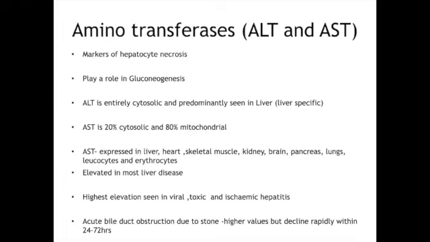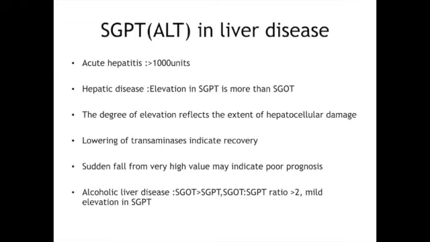So whenever there is increased ALT, that represents there is hepatocyte damage. So highest level of elevation of transaminases are seen in patients with viral hepatitis, toxic hepatitis, and ischemic hepatitis. And in patients who are having acute bile duct obstruction, there may be sudden rise in transaminases, but it will come back to normal within around 48 to 72 hours. So SGPT, or otherwise called ALT, actually a value of more than 1,000 units may be seen in acute hepatitis. And the elevation of SGPT is more than SGOT in most of the hepatic diseases.